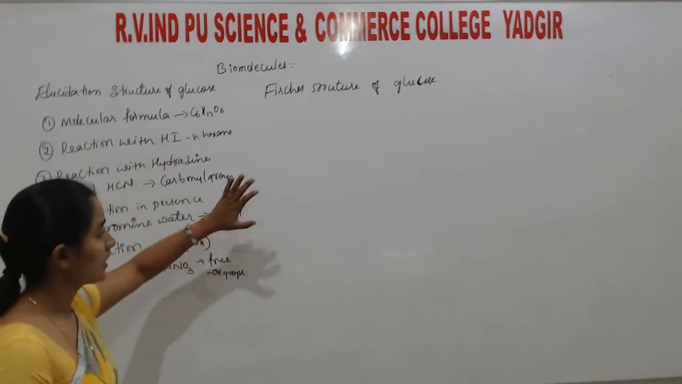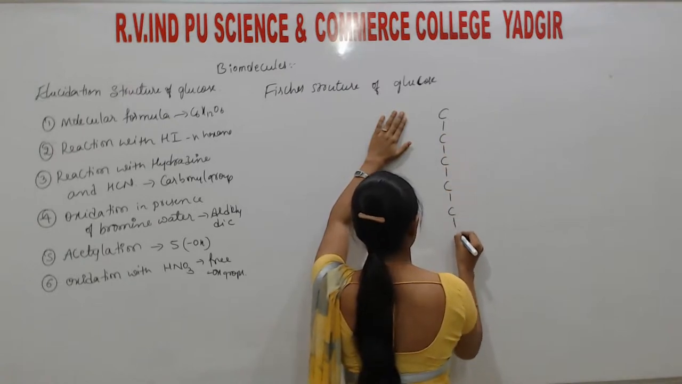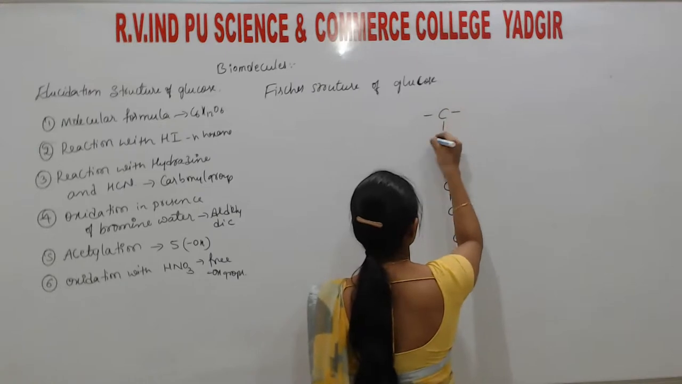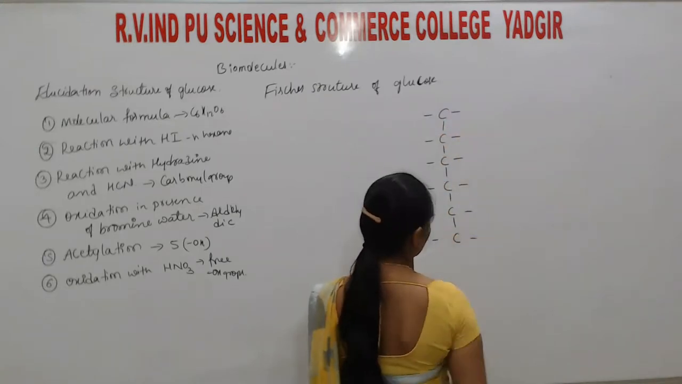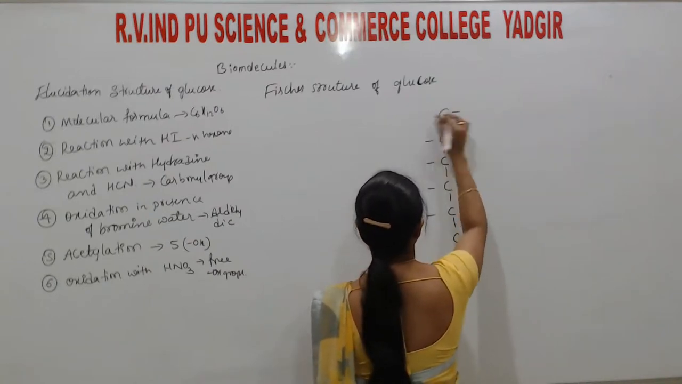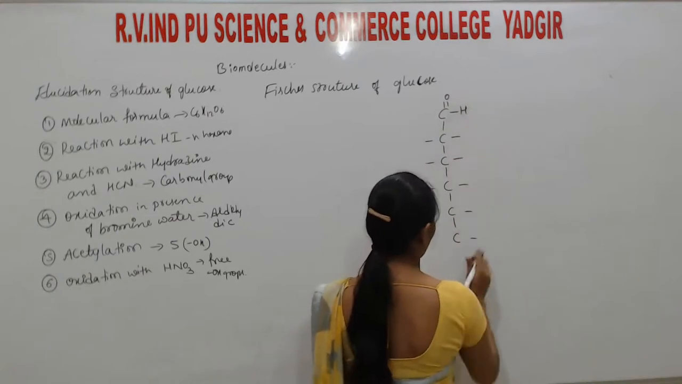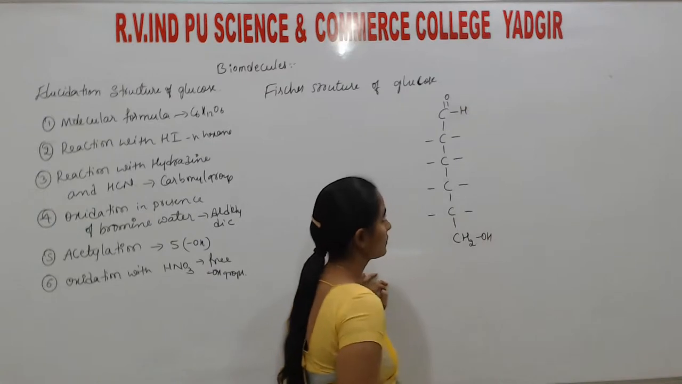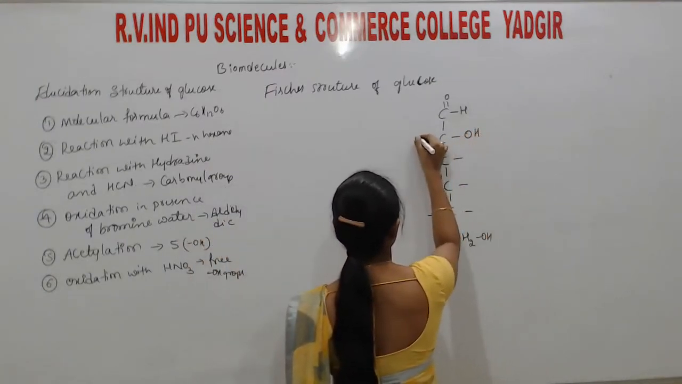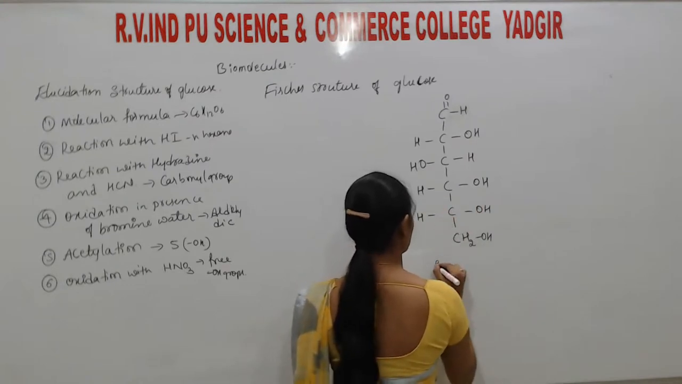So from these reactions we can say glucose has a straight chain structure, 1, 2, 3, 4, 5, 6. 6 carbon atoms are in a straight chain. Of course, each carbon is tetravalent. In this, one is the aldehyde group, that is CHO. You may write it as C=O with H. And here also it is CH2OH. We know it. The next ones are OH, H, OH, H, OH, H, OH. So this is the structure.